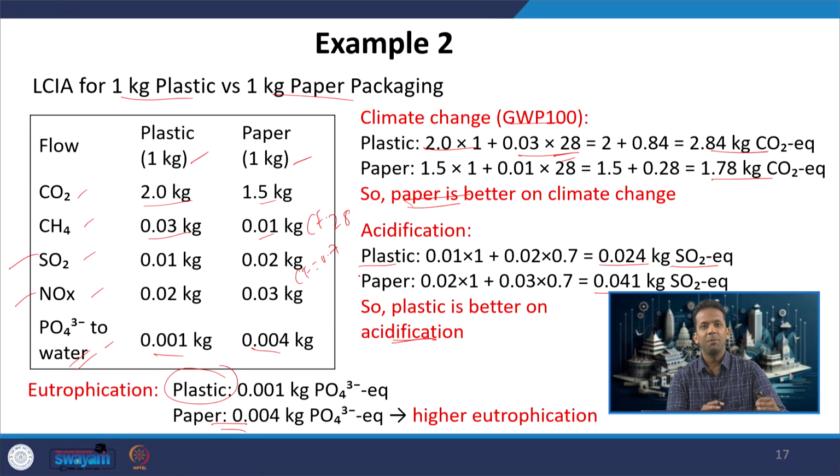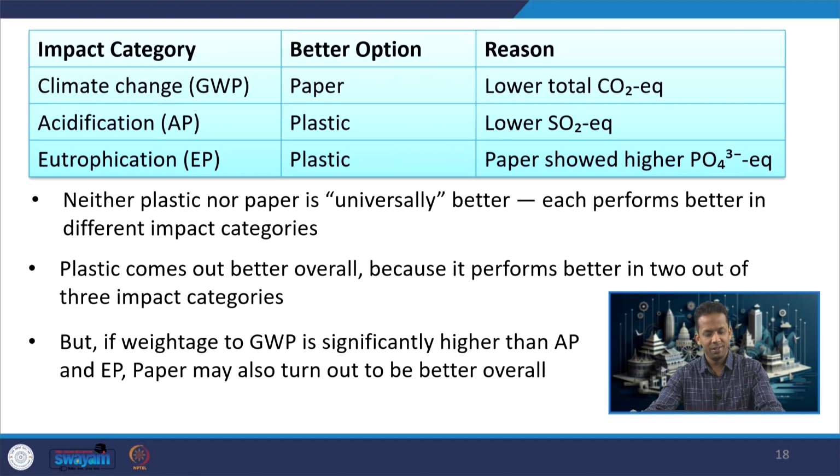Now, in this example we are restricting ourselves to only 3 categories. Okay. So, out of 3, in 2 of the categories plastic is better than paper, and in one category paper is better than plastic. So, can we say overall plastic is a better option for packaging? Let us look at these 3 impact categories that we see: paper, plastic, better option. Okay. Universally neither plastic nor paper is better, because each of them performs better in different impact categories. But if we ever come across this kind of situation, we would go with the product or alternative which performs better in the maximum number of categories.